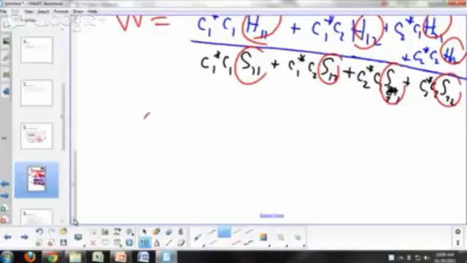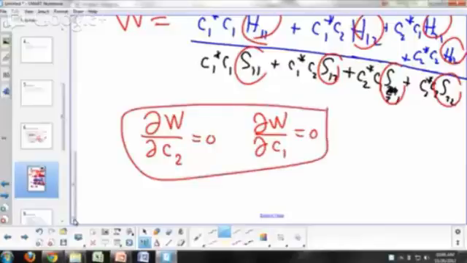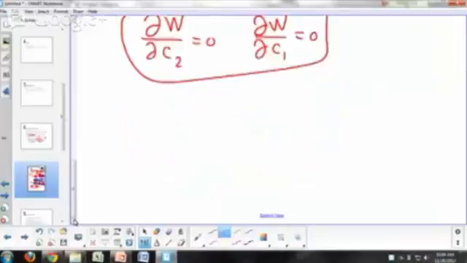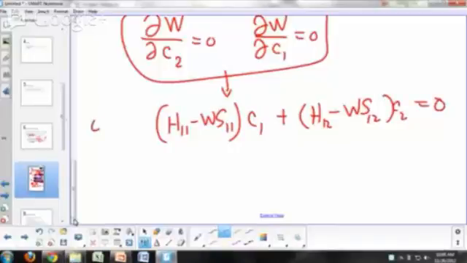Okay? So anyway, what happens is if you take the partial derivative of W with respect to C2, set it equal to 0, and do the same thing for the partial derivative of W with respect to C1, set it to 0, you would end up with two equations and two unknowns. All right? So you would end up with (H11 minus WS11) times C1 plus (H12 minus WS12) times C2 is equal to 0. Now, the derivation for this is kind of lengthy, but this is what you end up with. So that's your equation 1.